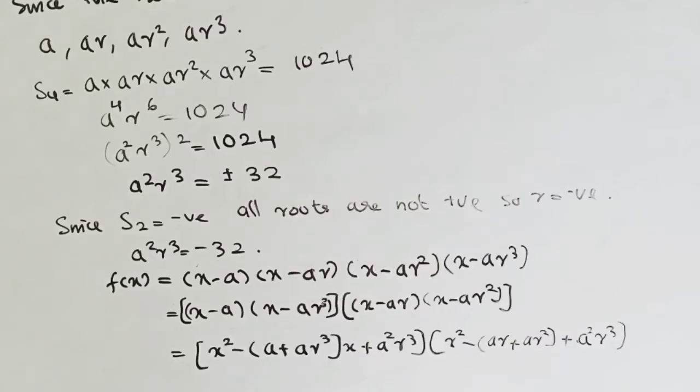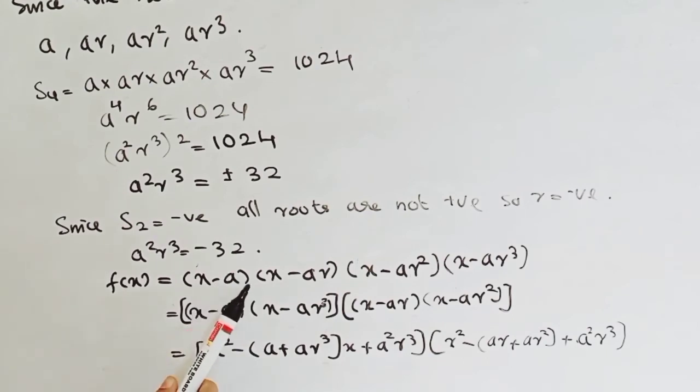A square r cube is plus or minus 32. So here, a square r cube is minus 32. Now, since the roots are a, ar, ar square and ar cube, we can write f of x as x minus a into x minus ar into x minus ar square into x minus ar cube. So we know that a square r cube is minus 32.